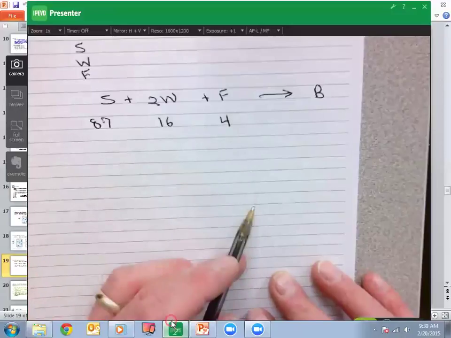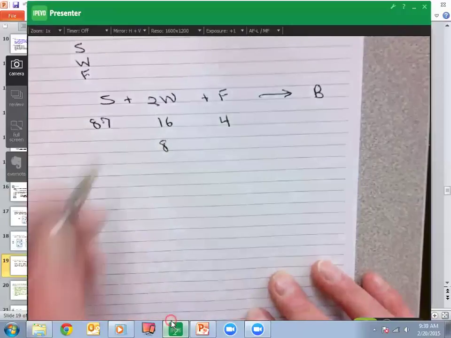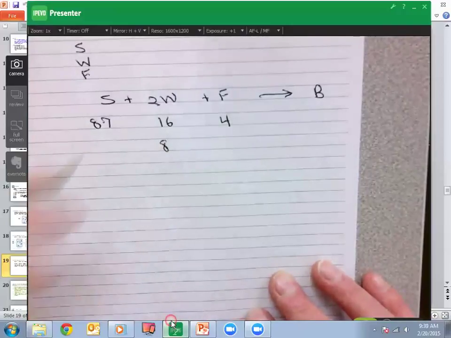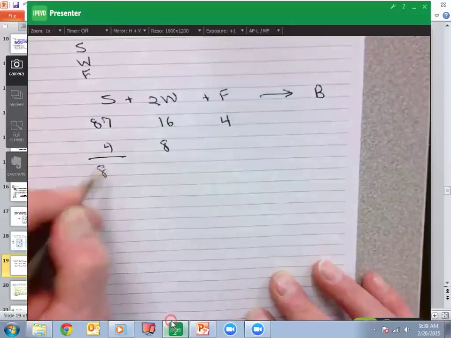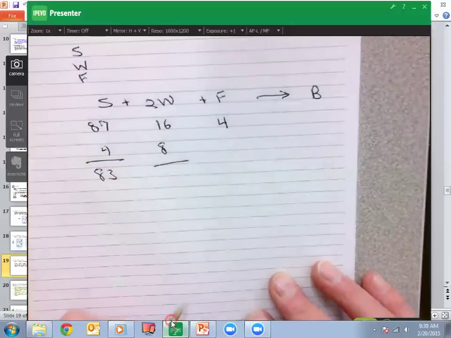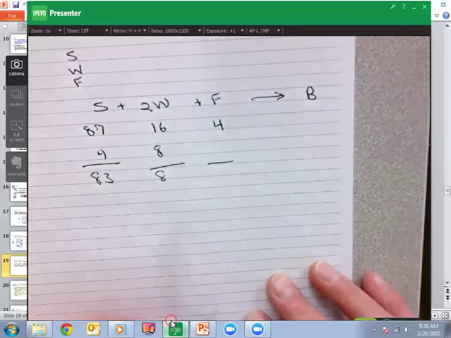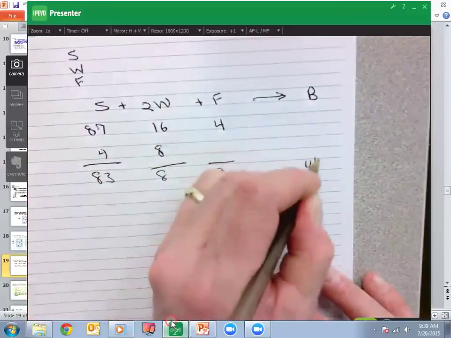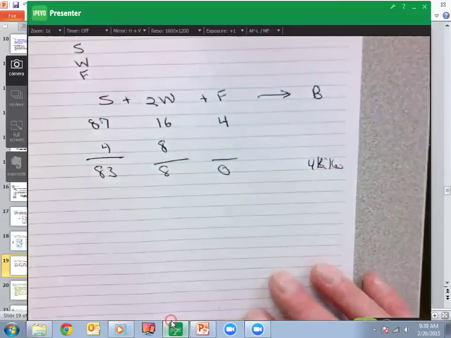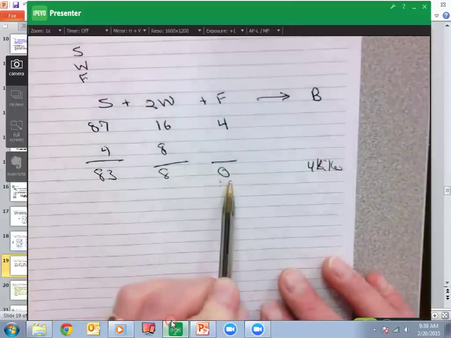Well, how many wheels do we need? We need 8 wheels. How many seats do we need? 4. How many seats do we have left over when we're done? How many wheels do we have left over when we're done? How many frames do we have left over when we're done? How many bikes do we have? 4 bikes. It's that easy. It's like, wait a minute. The frames were the limiting reagent here.